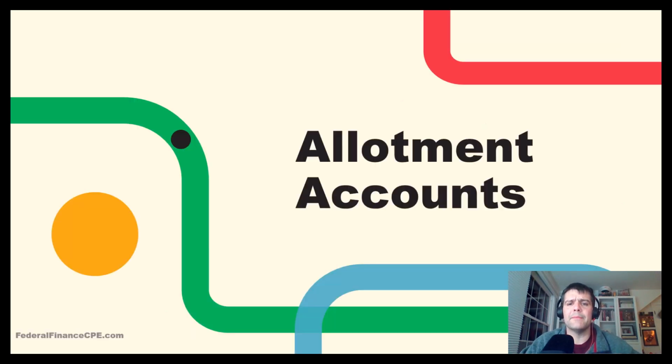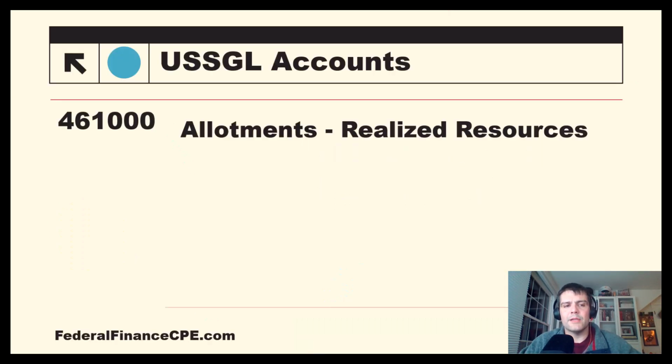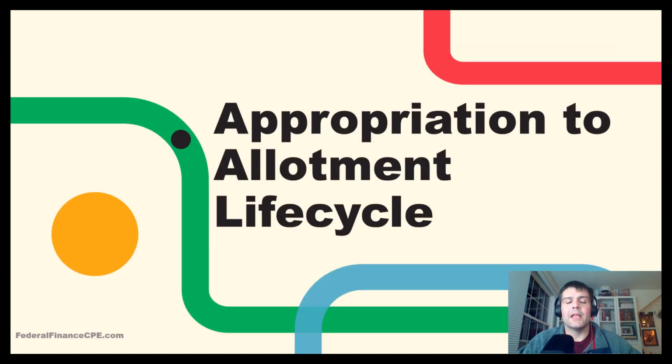Now we have the allotment accounts, which is pretty extensive. And here we just have 4610, allotments, realized resources. This represents the spending authority that's been given down to programs. And this is where the rubber meets the road and you're able to start actually planning and ultimately committing and obligating funds. Now let's talk about appropriation to allotment life cycle.